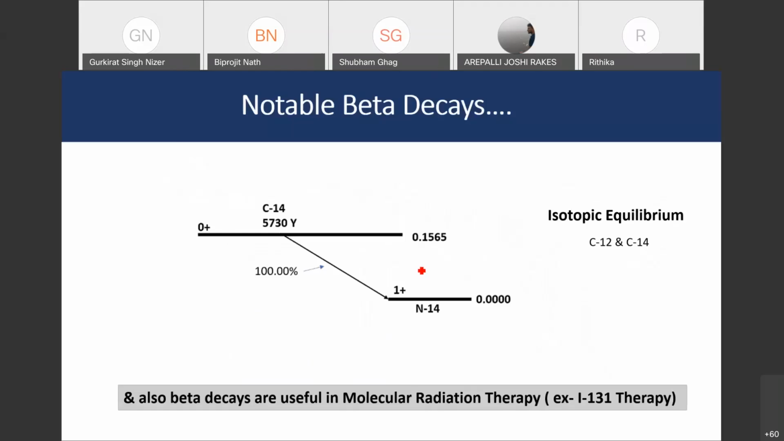And apart from these beta decays, one of the beta decays which I guess we talked about yesterday also in our history of nuclear medicine webinar.